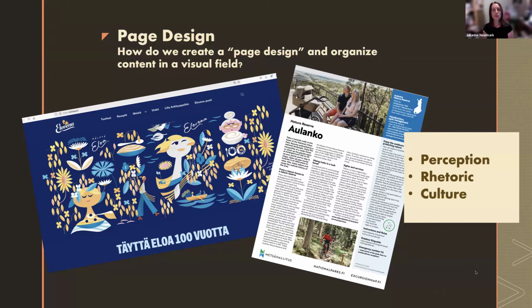So how do we create a page design and organize content in a visual field? We see two different ways of doing that represented on the screen. You can use strategies that rely upon your user's perception. You can use strategies that are necessarily trying to persuade through textual or visual means, or you can rely on common parlance vis-a-vis their cultural situatedness.